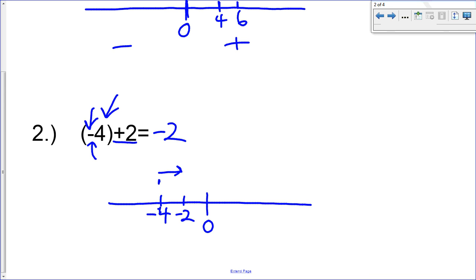Now, one note. These parentheses don't mean anything in this context. We could just as easily write this, and it means the same thing, okay? It's just a way to keep things clean. If we wanted to add an exponent, it would make a difference, but we're not working with exponents right now. So you don't have to have the parentheses.